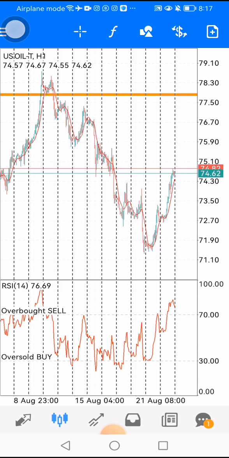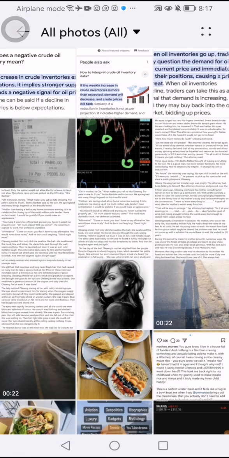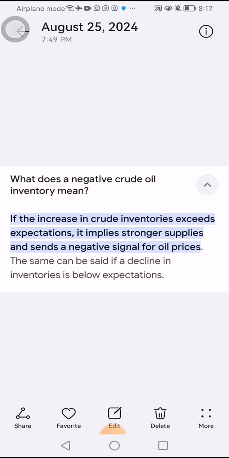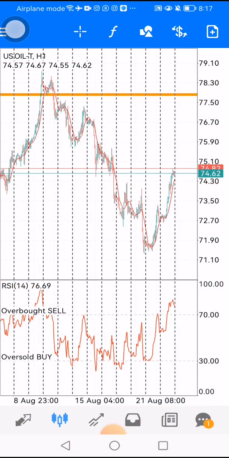I've prepared something here. If you look here, this is what I'm saying. What does a negative crude oil inventory mean? If the increase in crude oil inventories exceeds expectations, it implies strong supply and a negative signal for oil price. I hope this is not going to confuse you even more. But with that said, that's how the strategy for crude oil works. Do you understand what I'm saying?